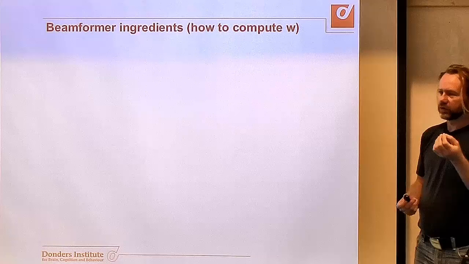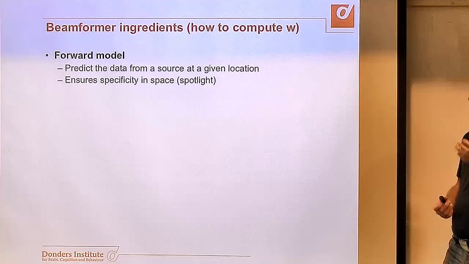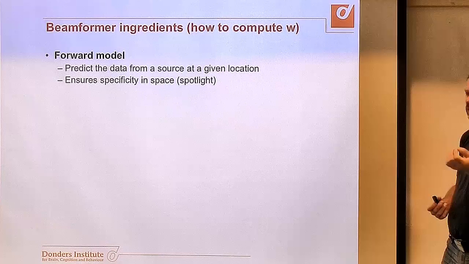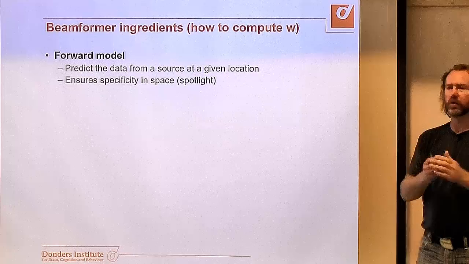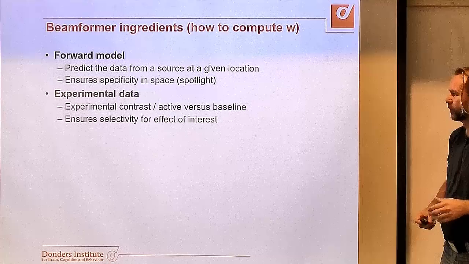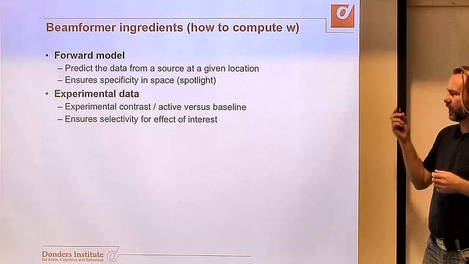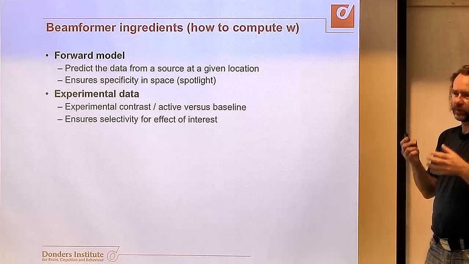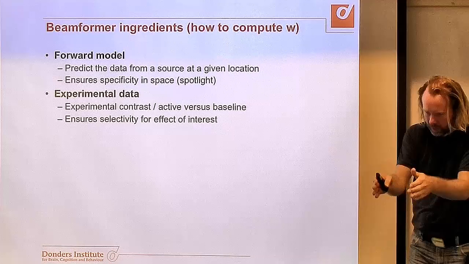So we need a spatial filter. How do we compute a spatial filter? Well, we have the forward model, which predicts the data from a source of interest, and it assures the specificity in space. So with the beamformer, we're trying to zoom in on a certain location, and it's this forward model that allows us to zoom in on the location of interest. Then we have our experimental data. The experimental data has an experimental contrast, active versus baseline. But experimental data basically allows us to ensure selectivity for the effect of interest. So I'm not only zooming in, I'm actively trying to block out activity that I'm not interested in.